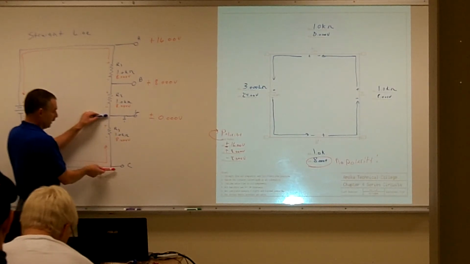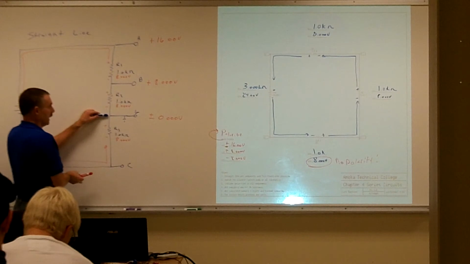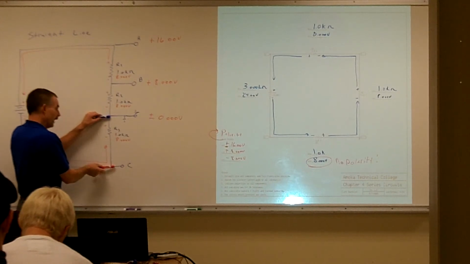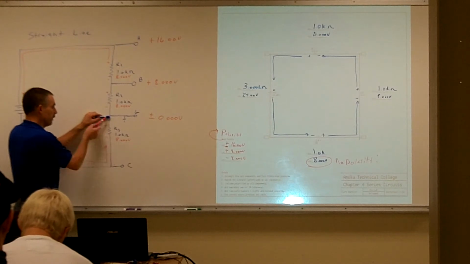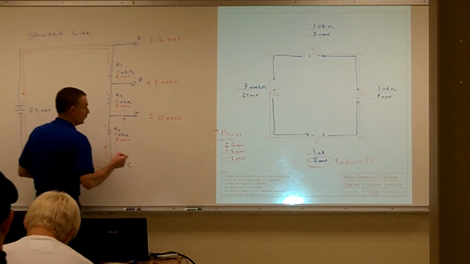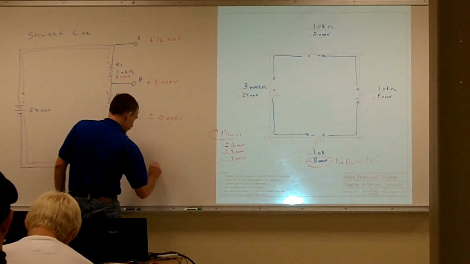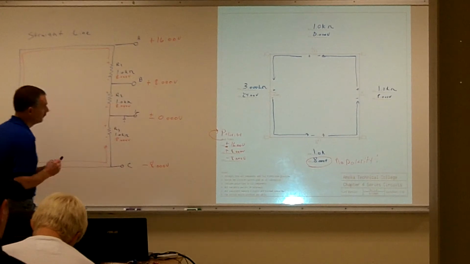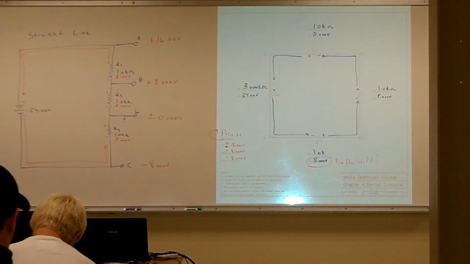And then my next one is going to be C. I still keep my black lead on my ground, my red lead on C, and then I just bring my red lead up to my black lead. First sign: C is negative 8 volts. So those are all my voltages.